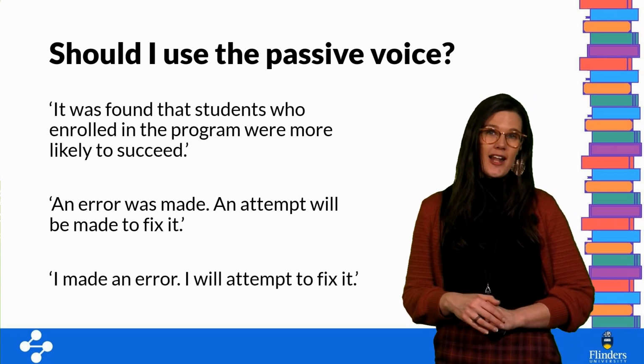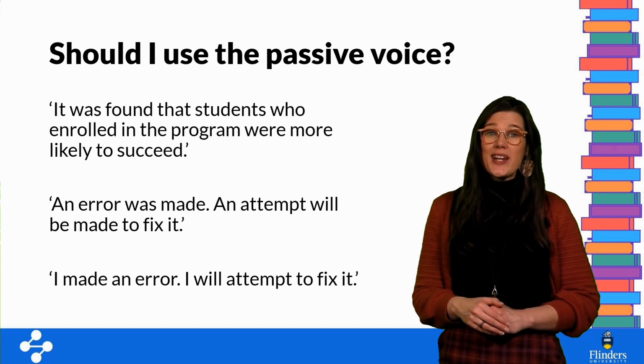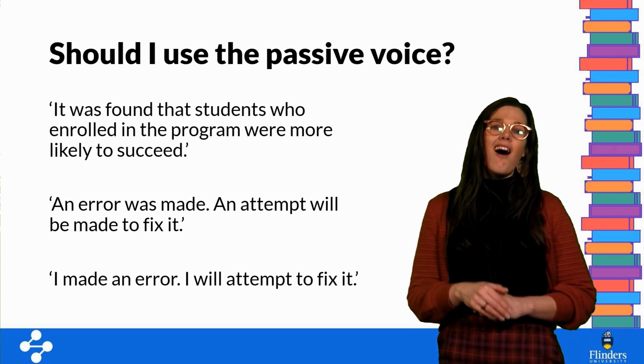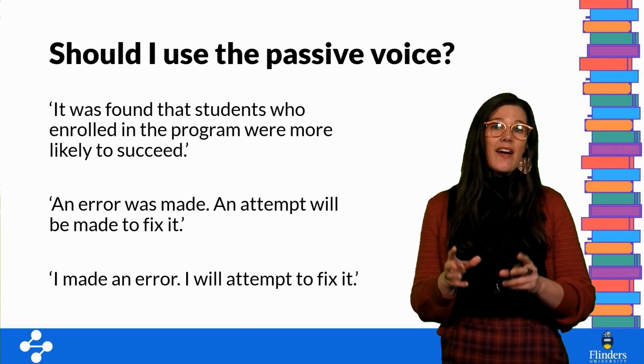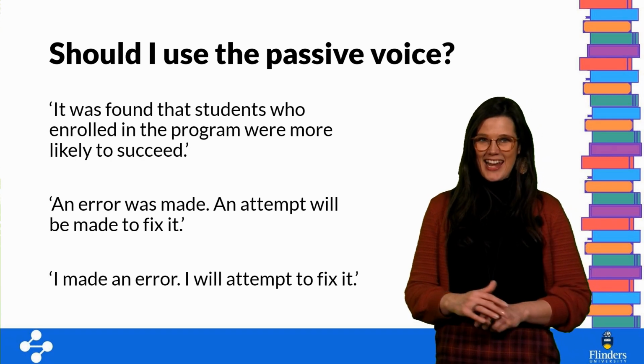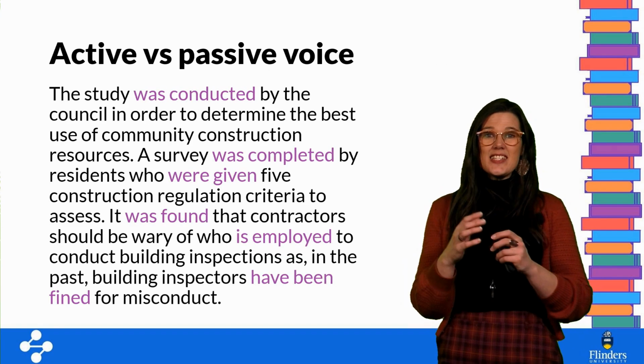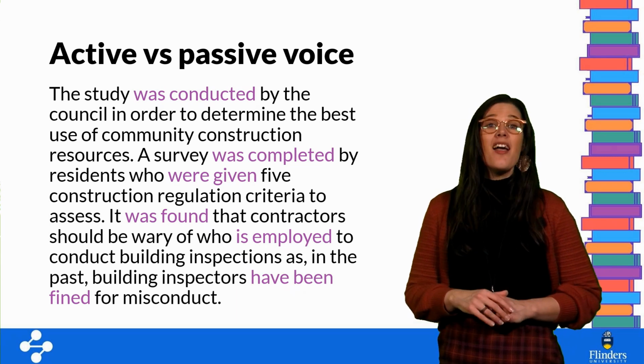In a piece of reflective writing, for example, it would probably be more appropriate to say, I made an error, I will attempt to fix it. So let's now have a look at a couple of more complicated paragraphs. Here is a paragraph written entirely in the passive voice.